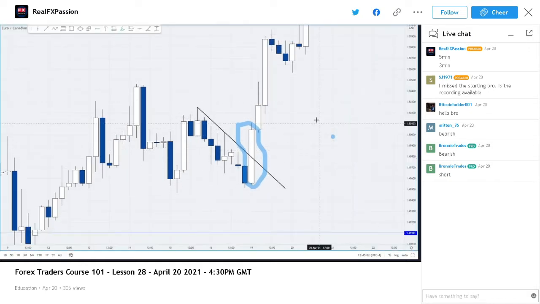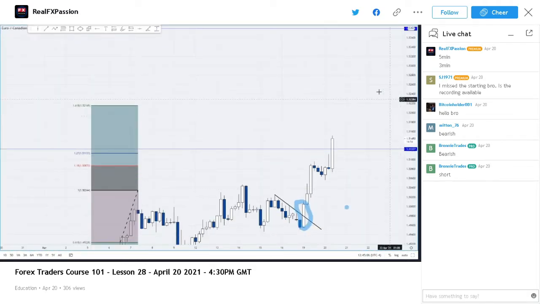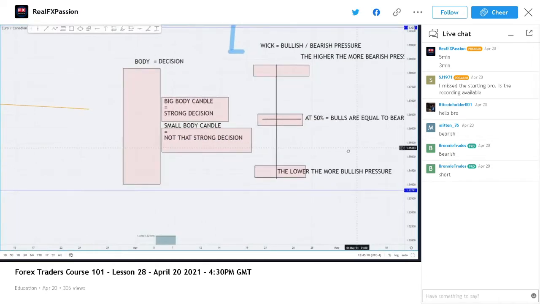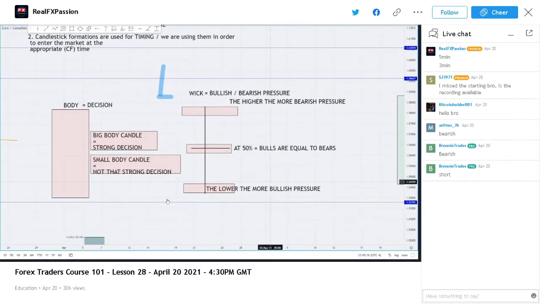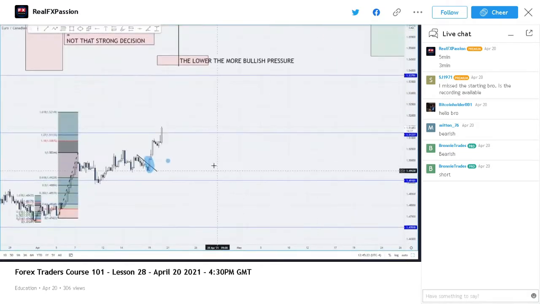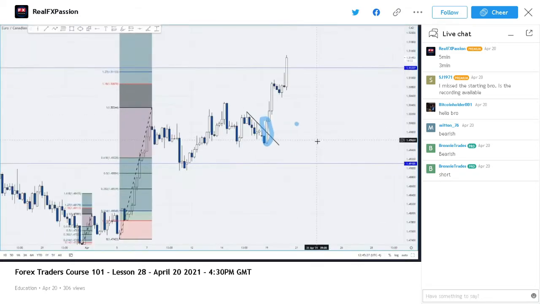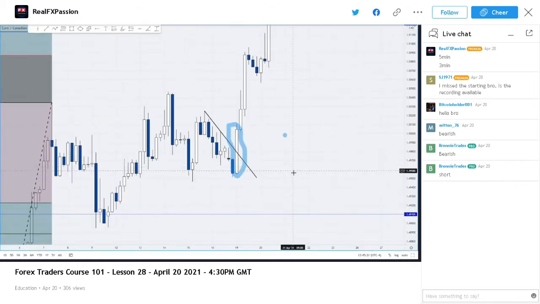Right? So going up in here to the theory part, where is the theory? Here, body, big body candle, strong decision, right? Small body candle, not that strong. And next would be the color, right? We can color code bullish and bearish. So on my TradingView, bullish candles are white, bearish candles are dark blue.